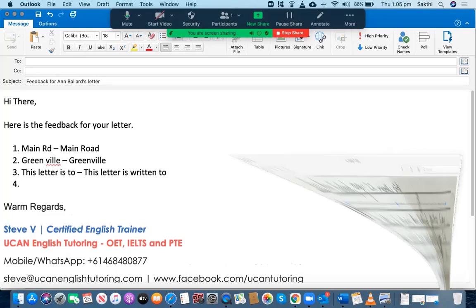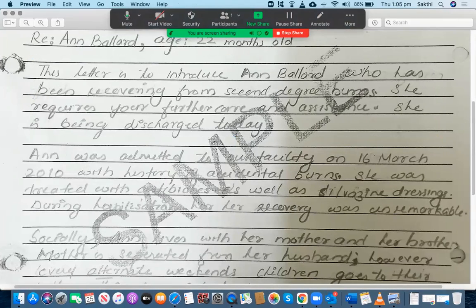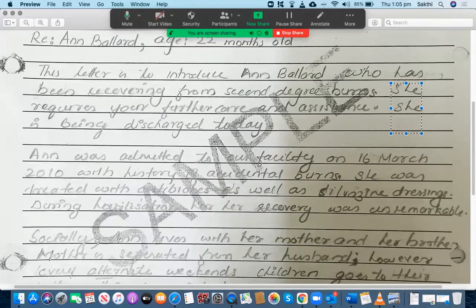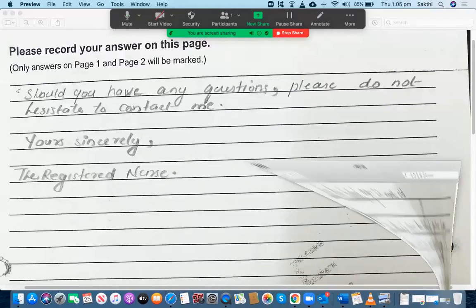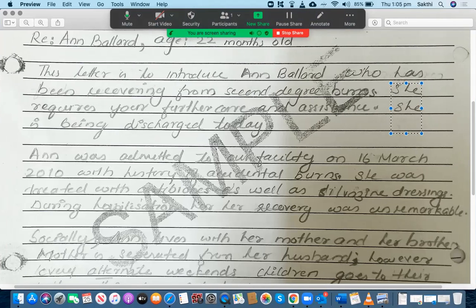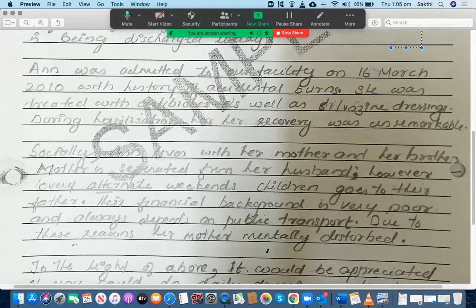The other thing I would like to share with you is that she has written two simple sentences, but she could have written these things together in one sentence. She requires your further care and assistance after her discharge today. So that could have been much better. You could have mentioned that in one sentence itself. There's no grammar mistake anyway. This is just the presentation of sentence structure. Okay, let me go through the next paragraph.